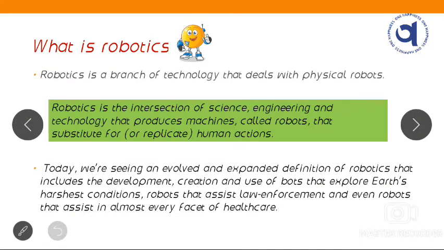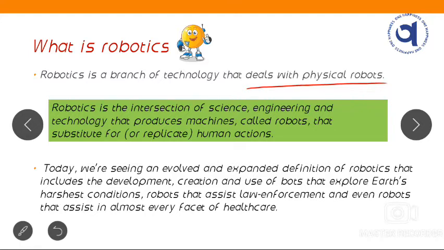So let's begin with the topic what is robotics. Basically it is a branch, or you can call it an area of study, where we study robots. It deals with physical robots. That is a simple definition of robotics, that it is a branch of technology in which we deal with physical robots.